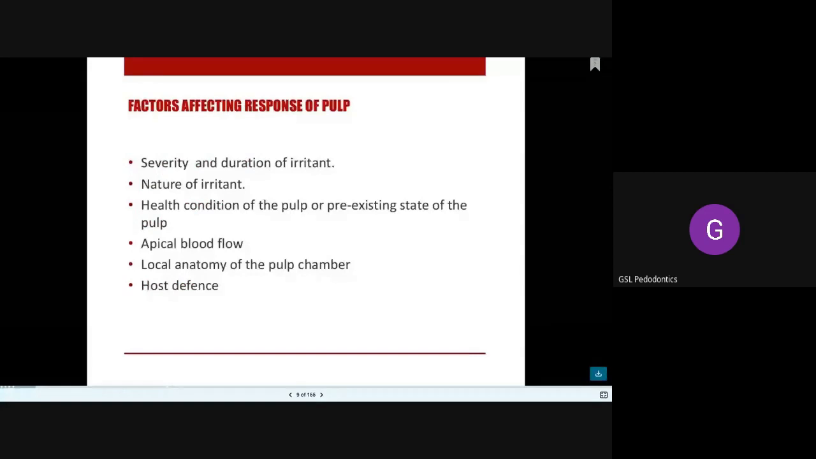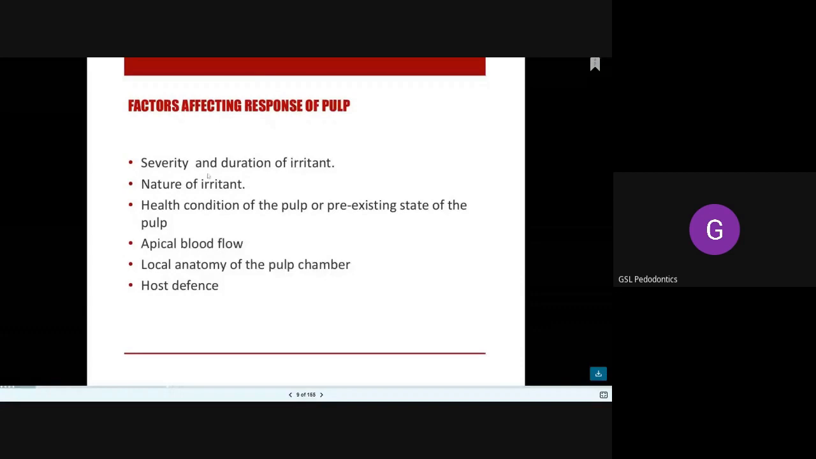Next, the factors affecting the response of pulp. If the pulp is exposed to any stimuli, it will respond in a certain manner. What are the factors that affect how the pulp will respond? It is decided by certain factors. The first one is, if an irritant is applied, its effect on the pulp. What is the severity of the irritant? Is it too much or very mild? And duration: how much time the irritant is placed on the pulp, shorter or longer. So the severity and duration of the irritant will affect the response of the pulp.